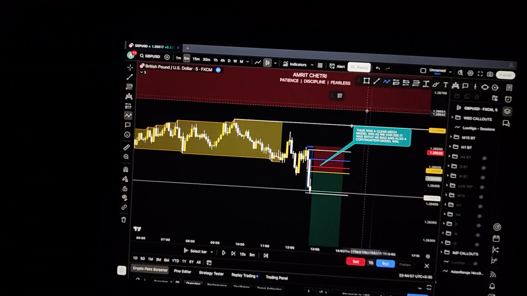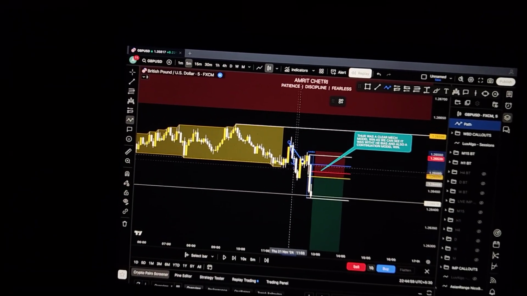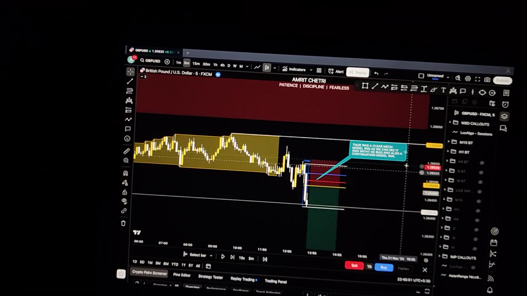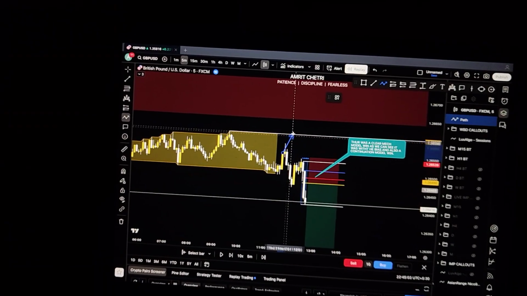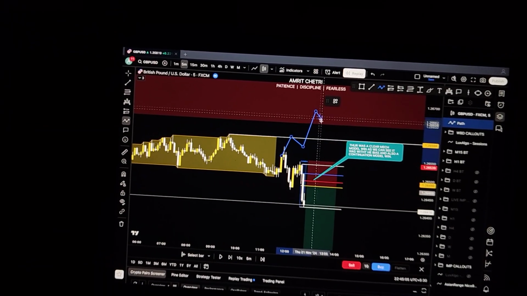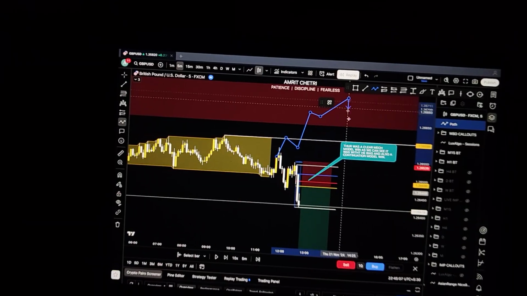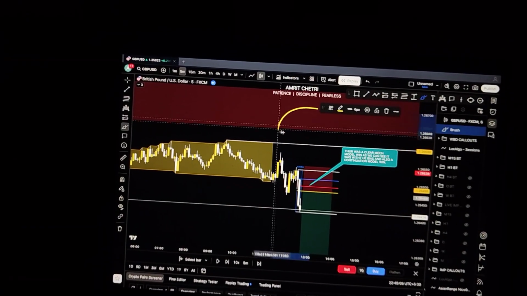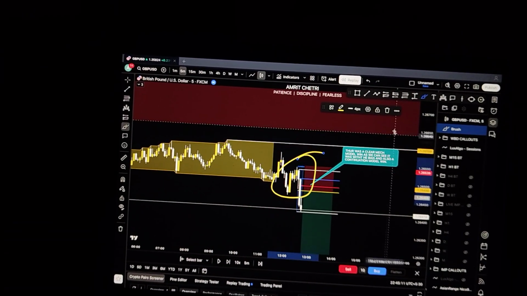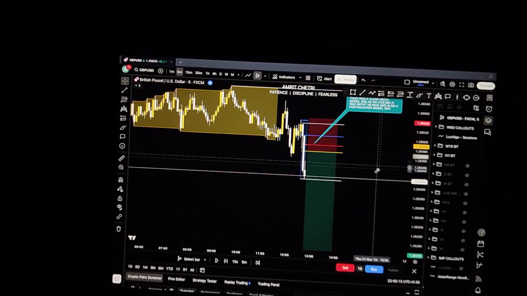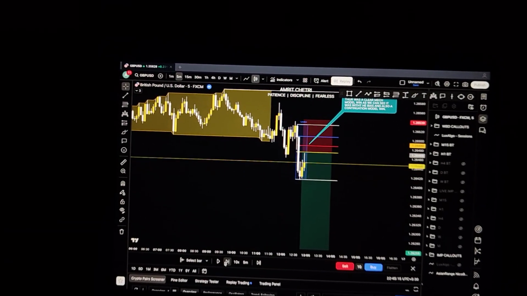The only problem was the Asian high didn't get swept. The Asian low got swept instead, right? The most ideal case scenario would be the Asian high sweep, supply zone mitigation, and then this exact move happening here. It would be an A-class setup. This is not an A-class setup here. This is a B-C setup, but it did play out, so I thought of just journaling it.